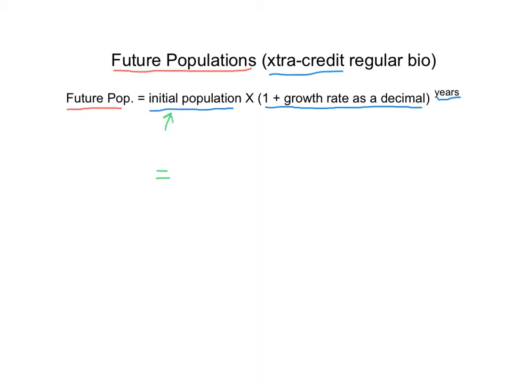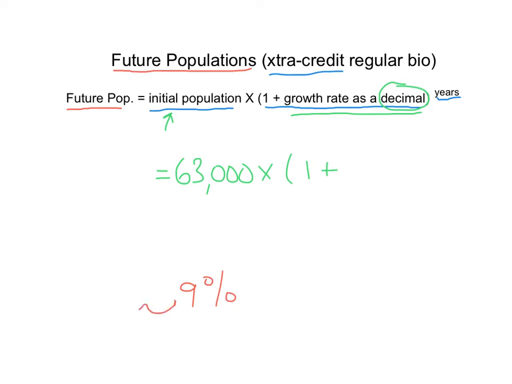Well, our initial population is what the population is now. The population of Tulare right now is 63,000 people. We're going to multiply that times 1 plus the growth rate as a decimal. If you remember earlier, the growth rate of Tulare was 0.9%. Remember, to turn it back into a decimal, we move the decimal over once, twice. So that'd be 0.009. So it's going to be 1 plus 0.009, and then, since we're going 50 years into the future, we're going to do that to a factor of 50.